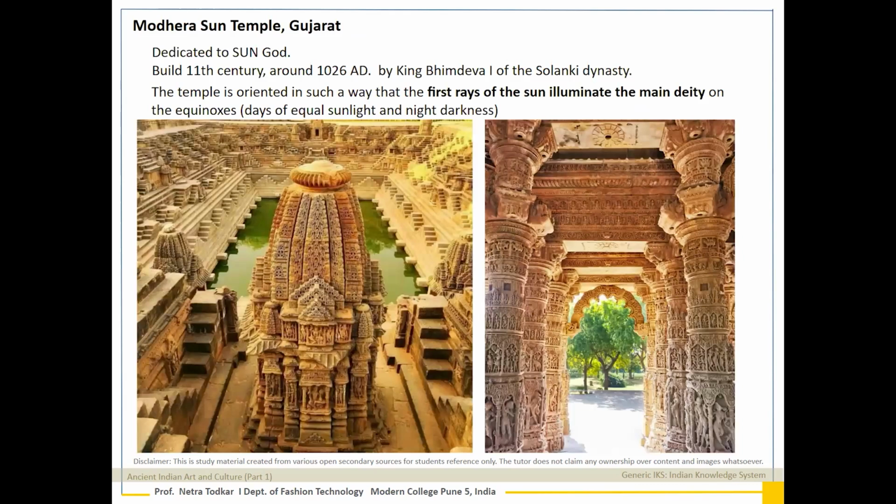The Modhera Sun Temple, Gujarat, dedicated to the sun god. It was built in the 11th century by King Bhimdeva I of the Solanki dynasty. The temple is oriented in such a way that the first rays of the sun illuminate the main deity on the equinoxes, that is, days of equal sunlight and night darkness.